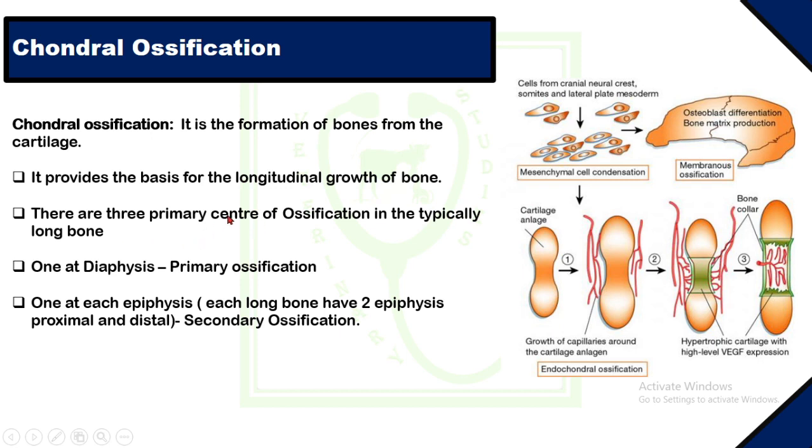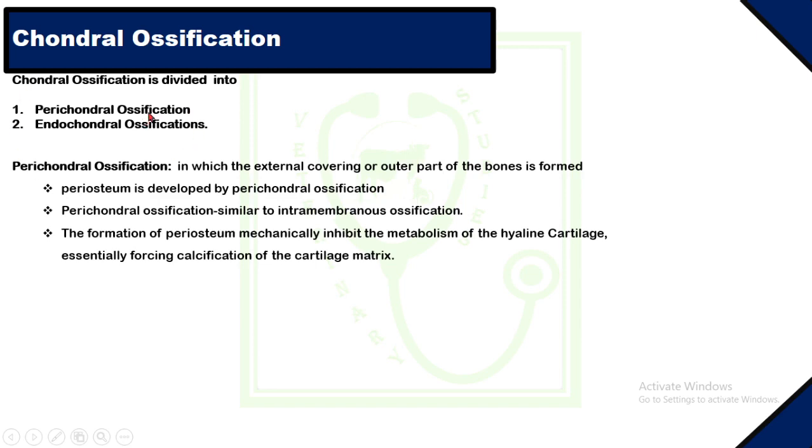Similarly, chondral ossification has a center of ossification from where the ossification starts. There are three primary centers of ossification in a typical long bone: one at the diaphysis, the shaft of the bone, which acts as the primary site of ossification, and one at each epiphysis. So there are two epiphyses in a long bone, and each epiphysis has a center of ossification which acts as a secondary site of ossification. Chondral ossification is divided into two types: perichondral ossification and endochondral ossification.